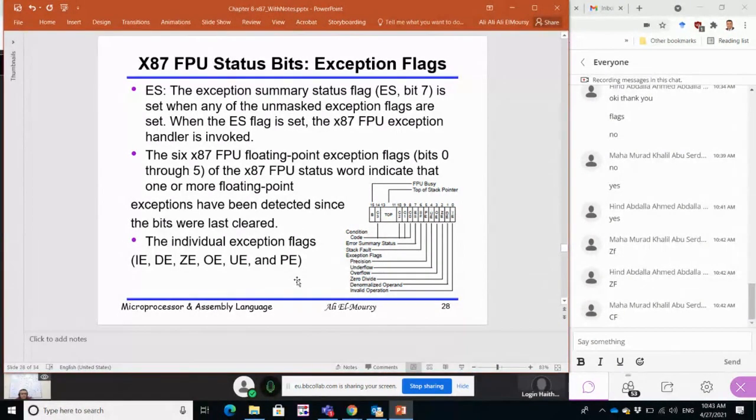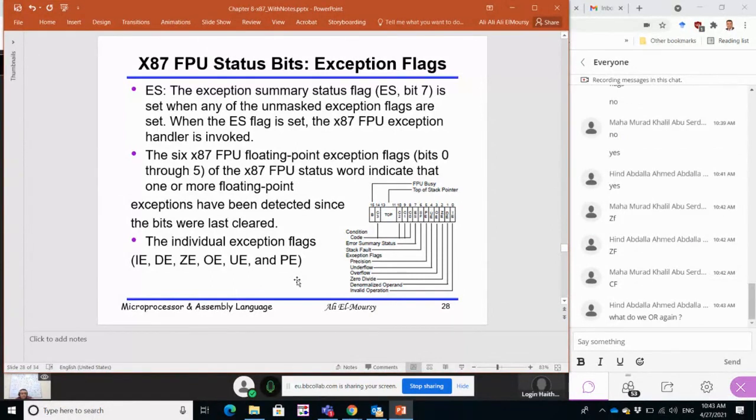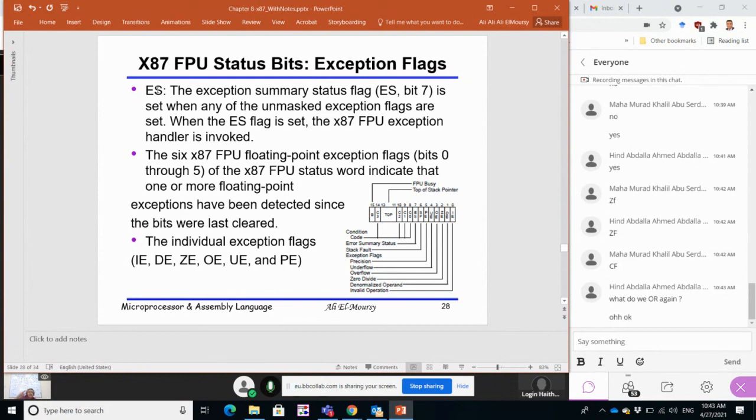Okay, agree? No, I'm explaining what ES is. ES is simply doing an OR between those 6 flags. So if any of those flags is 1, the ES will be 1. Why? It is indicating that I have an exception. It's telling the user I have an exception. If you want to know what the exception is, go and check the 6 flags to know which exceptions have happened. Okay? Agree?